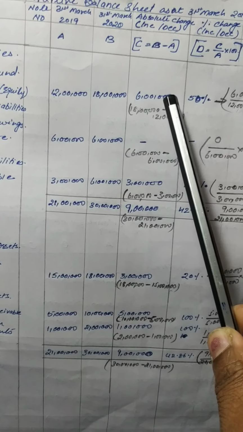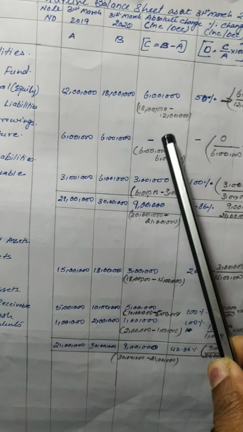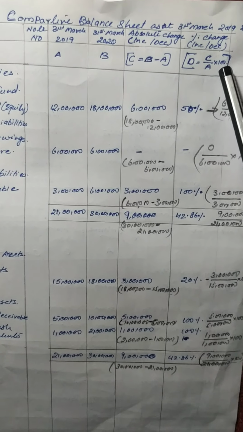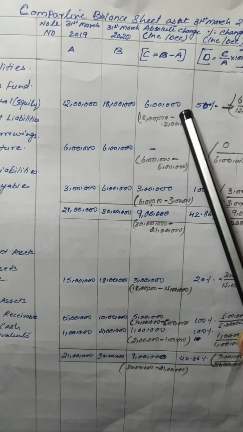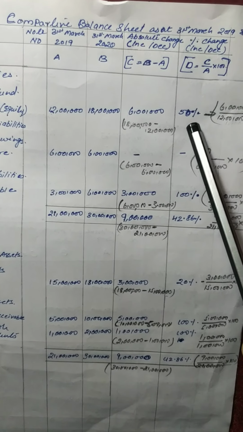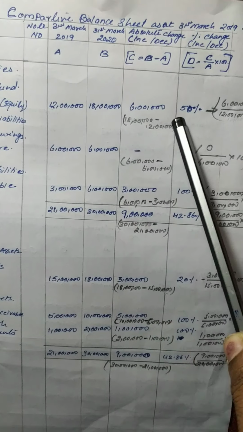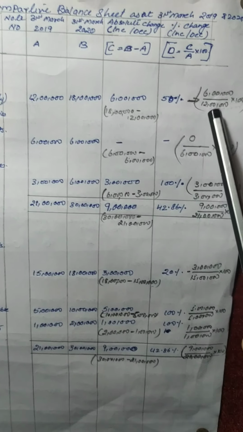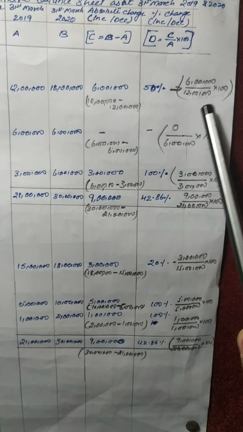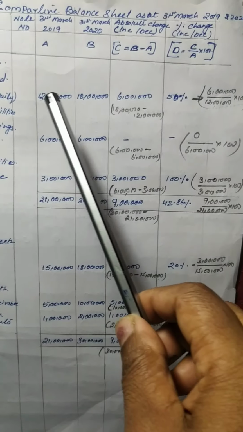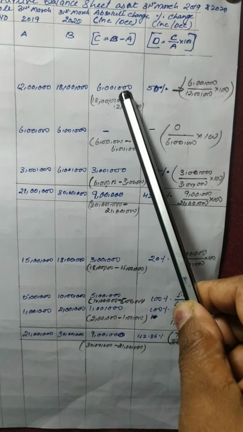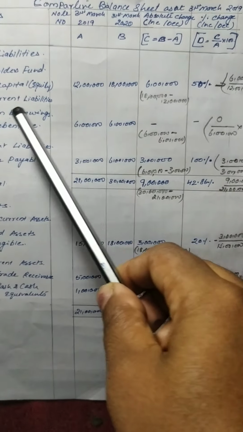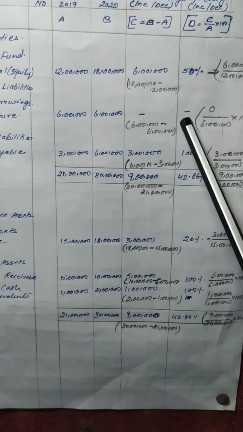Now next is we have to find out the percentage change. That is D. D, the formula is C upon A multiplied by 100. C is your 6 lakh. Now how we got this 50% here? 6 lakh, C is 6 lakh upon A 12 lakh multiplied by 100. 6 lakh upon 12 lakh into 100. So here share capital absolute change is 6 lakh and percentage change is 50%. You have to find this for each and every item of balance sheet.